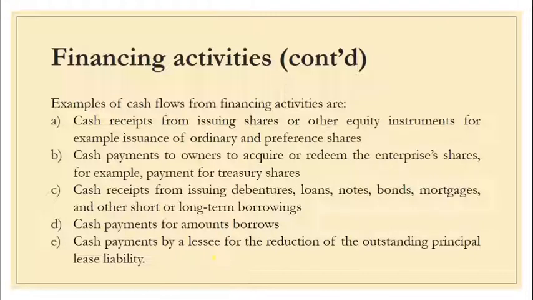We have cash receipts for issuing debentures, loans, notes, bonds, mortgages, and other short or long-term borrowings. Another is cash payments for amounts borrowed. Next is cash payments by a lessee for the reduction of the outstanding lease liability. Cash payments to settle obligations such as trade accounts and notes payable, income tax payable, accrued expenses, and other similar items are considered as part of your operating activities because those are trade liabilities, diba? So, meaning they are not part of your financing activities.